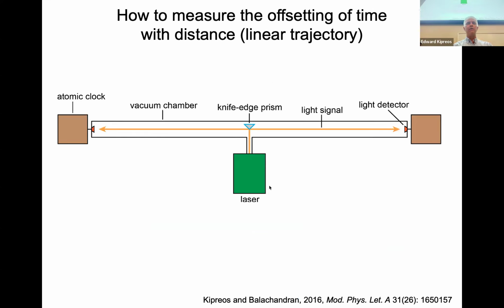So this is our strategy for determining how much time is offset with distance. So there's a laser, it's going to put out a light beam, in a vacuum chamber, and the light's going to get split by a knife edge prism. It's going to go in the two directions. There's going to be a receptor for the light at the two ends, and then there's going to be an atomic clock at both ends. It's going to put a timestamp on the light signal. Okay, so what we're interested in is how long does it take to go this direction, and how long does the light take to go this direction? And we'll get a timestamp for that.